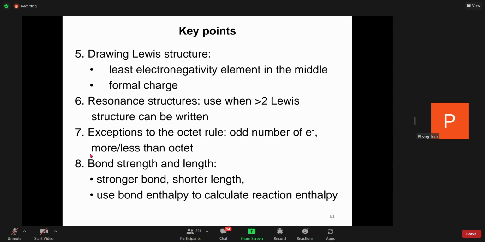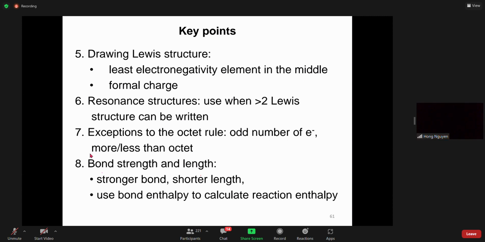So at least you have three exceptions. You have an odd number of electrons. You can have less than 8 electrons. You can have more than 8 electrons. More than 8 electrons applies to elements from the third row of the periodic table, because they have d orbitals.